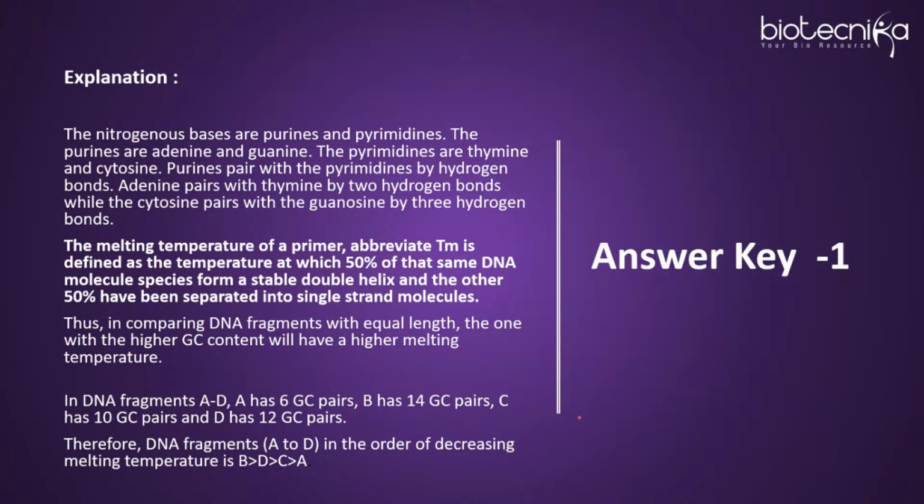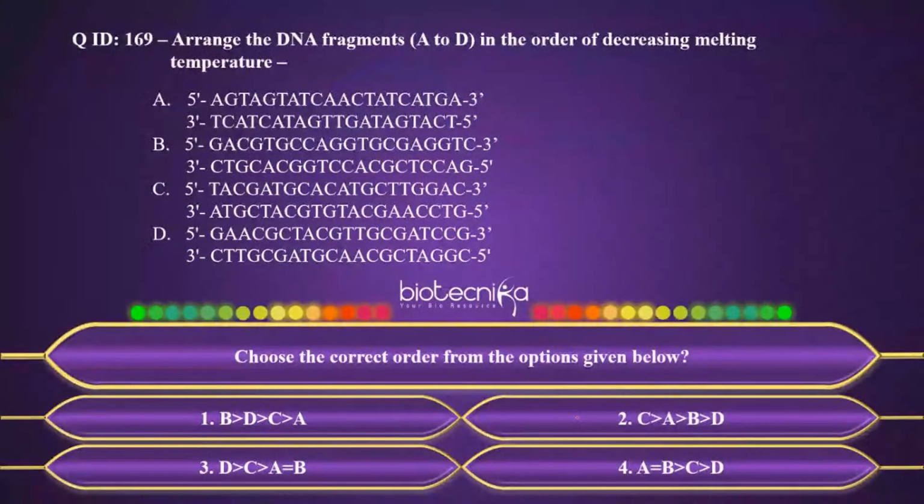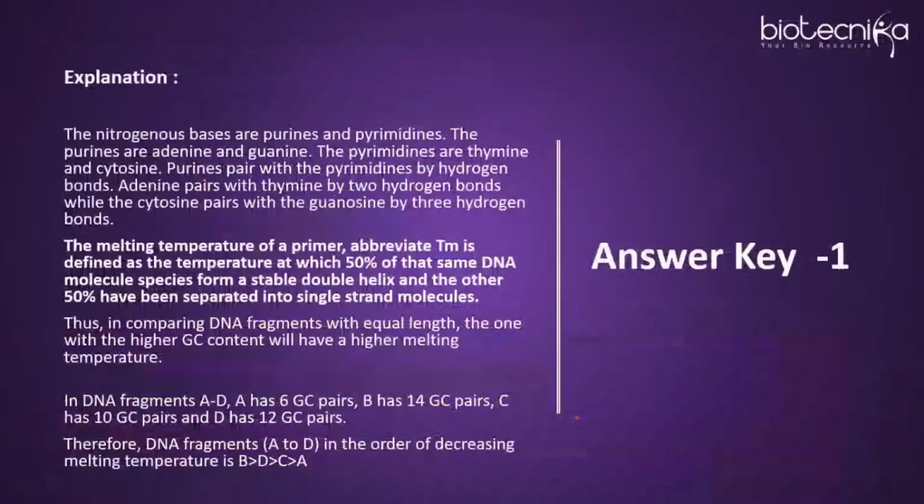Now, in comparing the DNA fragments, we can see the lengths are equal. But where is the difference? The difference comes in the composition of the G and C sequence. G and C are complementary base pairs which bind to each other through three hydrogen bonds, and melting these three hydrogen bonds takes a lot of energy, right?